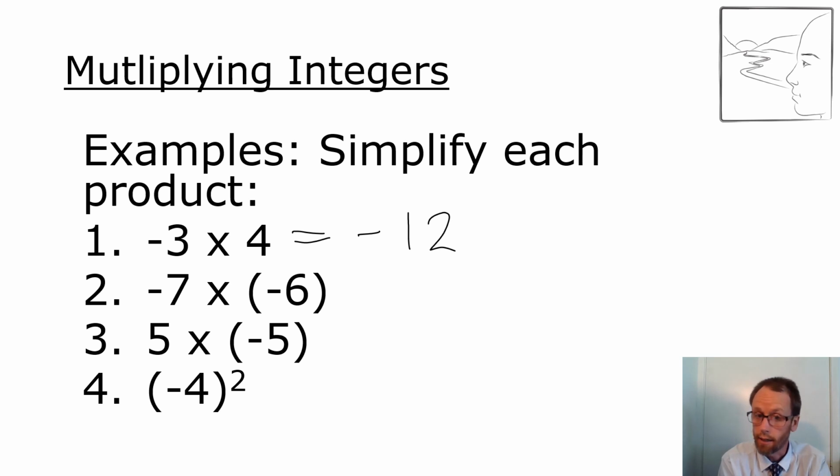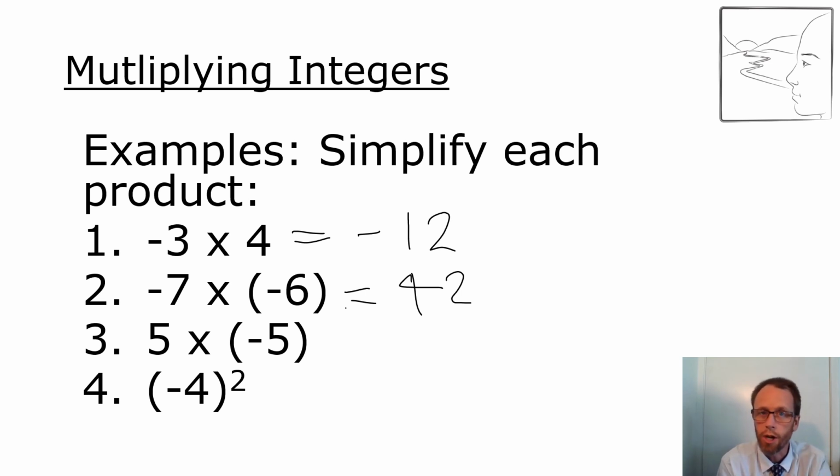In the second example, the question is negative 7 times negative 6. It's a negative times a negative. The signs are the same. And so what we actually know is that the answer is going to be a positive, and we need to know our times tables. 7 times 6, 42.